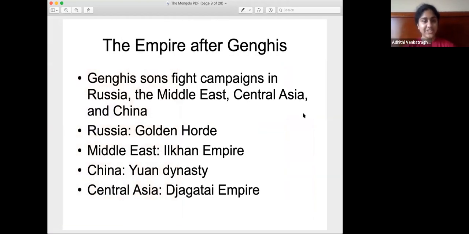So the empire after Genghis Khan. His sons fought campaigns in Russia, the Middle East, Central Asia, and China. In Russia, it was called the Golden Horde. In the Middle East, it was the Ilkhan Empire. In China, it was the Yuan Dynasty, and in Central Asia, it was the Chagatai Empire.